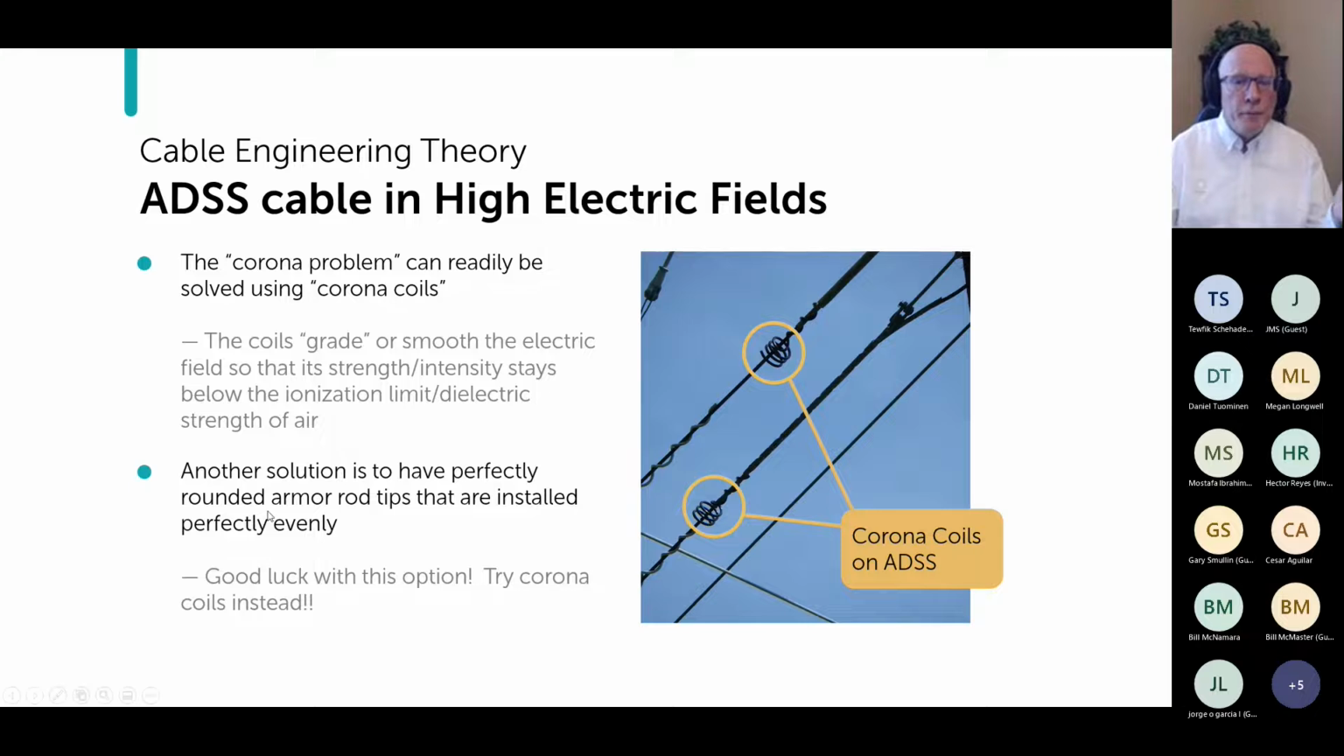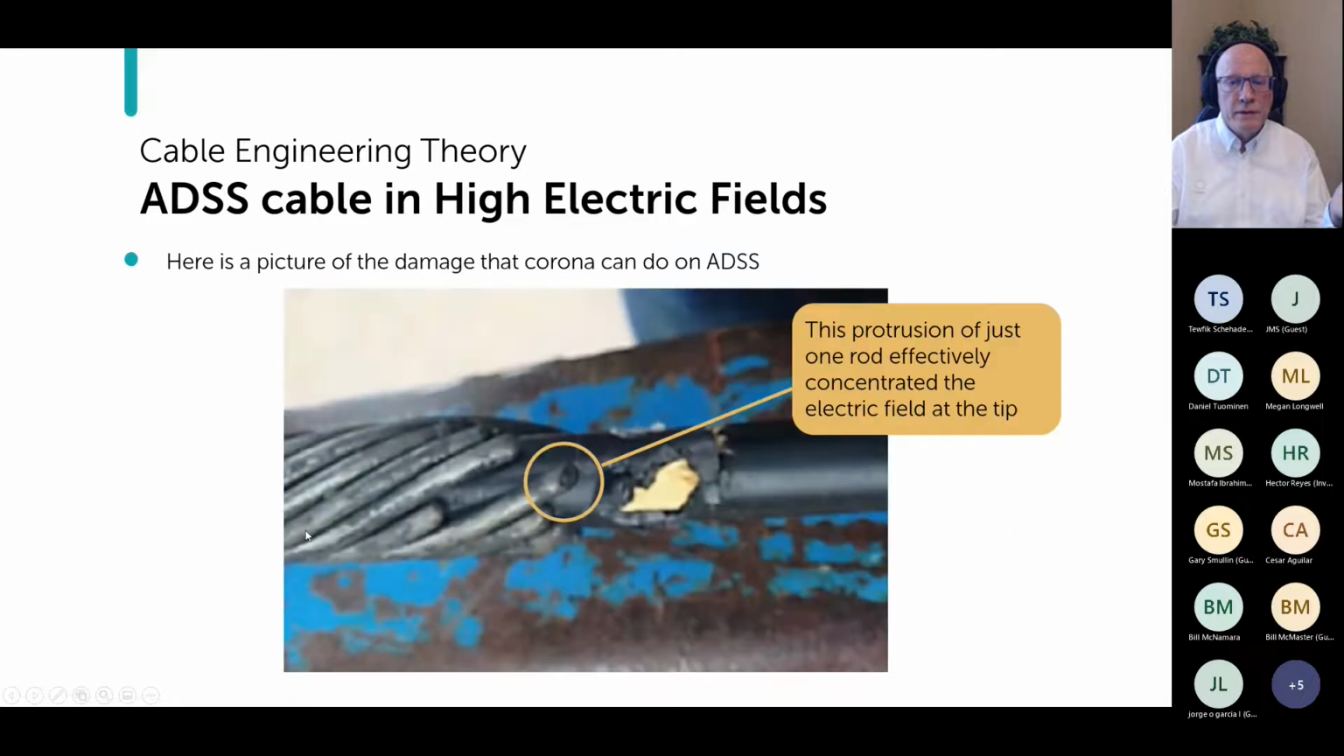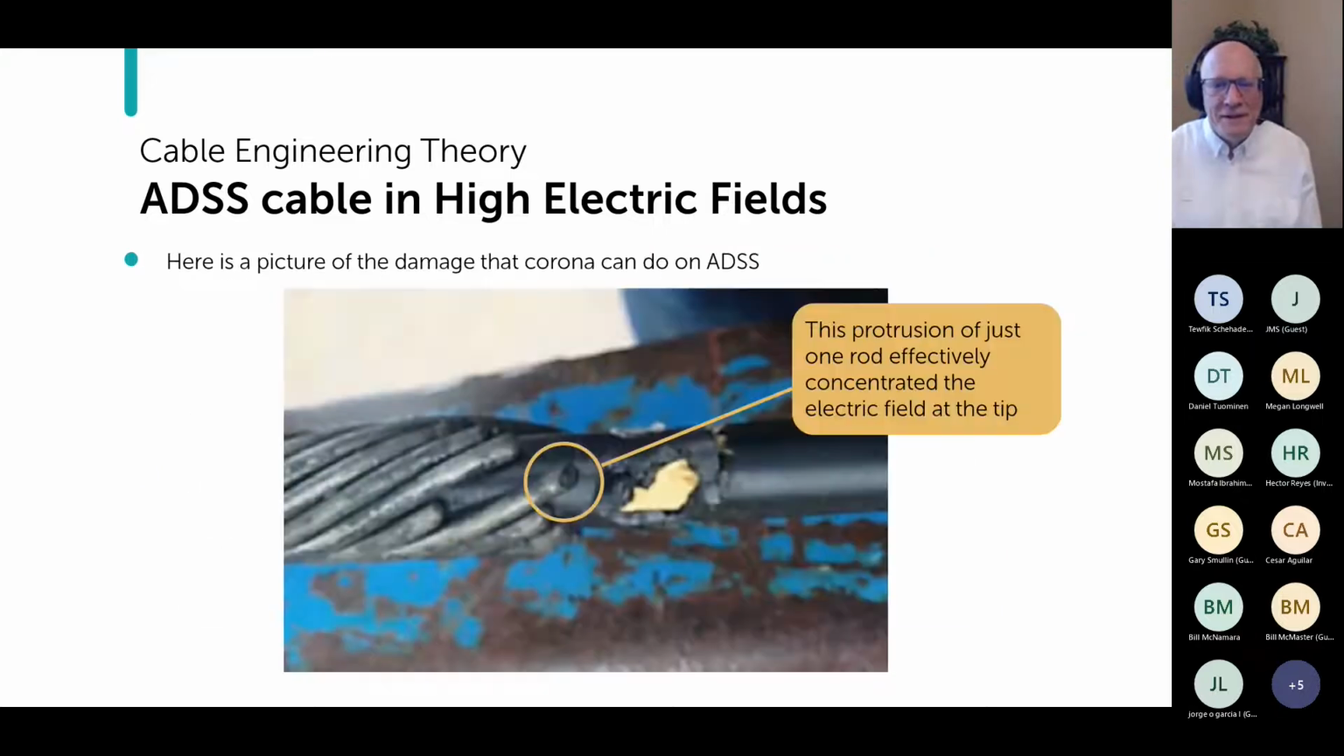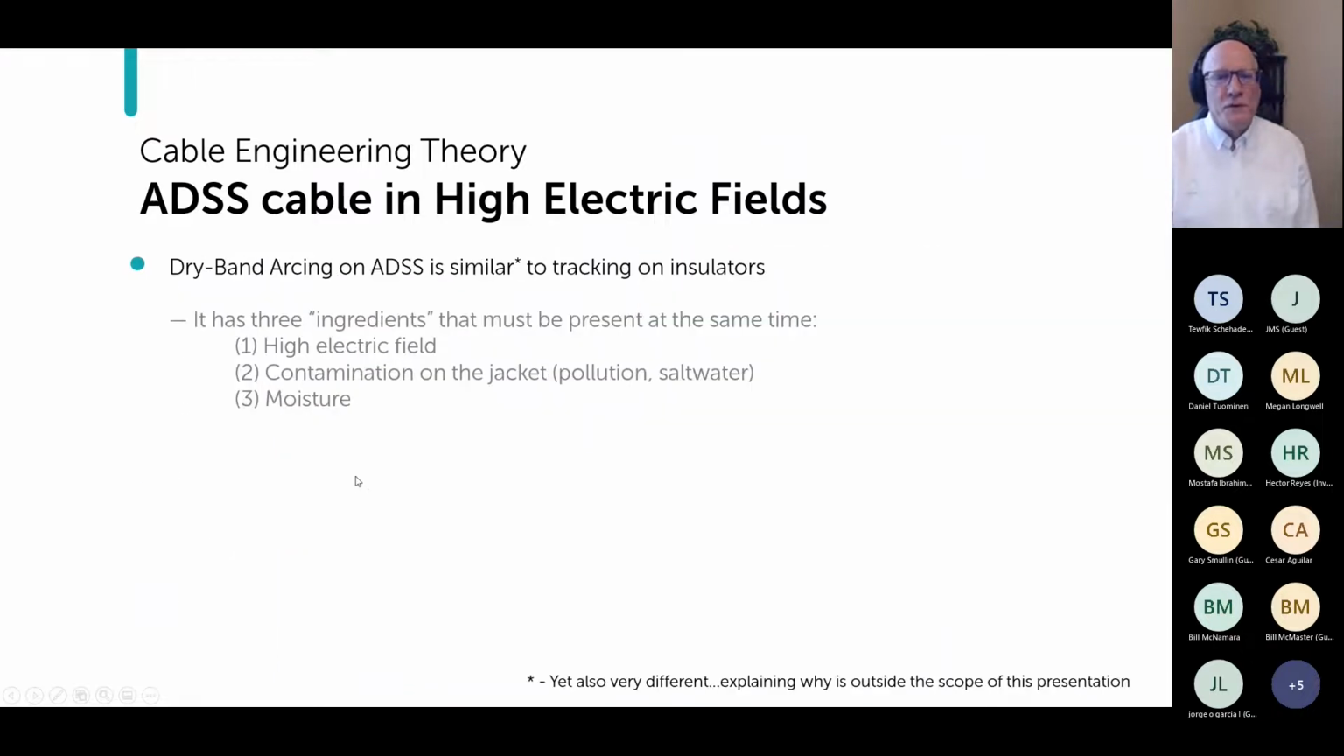The other solution would be to have perfectly rounded armor rod tips that are installed perfectly evenly, right? So I could say, well, maybe this wouldn't happen if all of the rods were like this one here. It looks nice and rounded. And if they had been installed evenly, and then my response to that is good luck with that. You know, in the real world, things don't get made quite right sometimes, and things often don't get installed exactly the way they should get installed, like you see in this picture here. So we'll see if we can't find another solution.